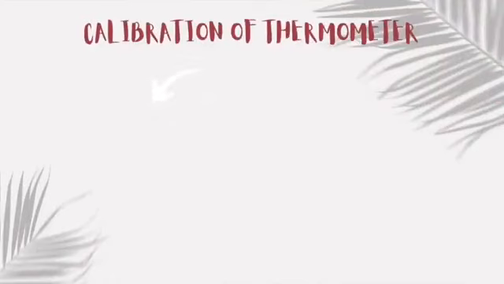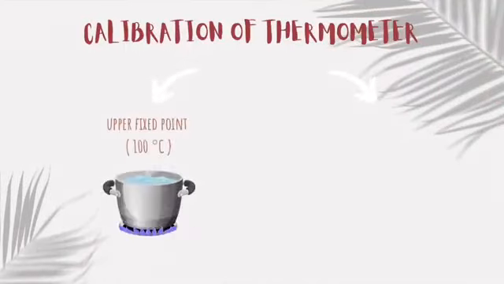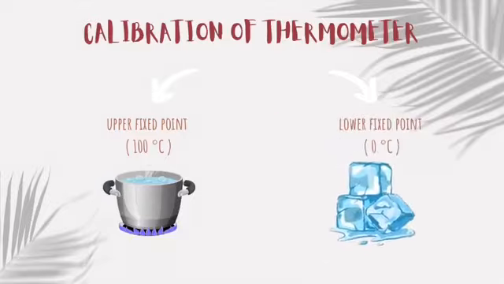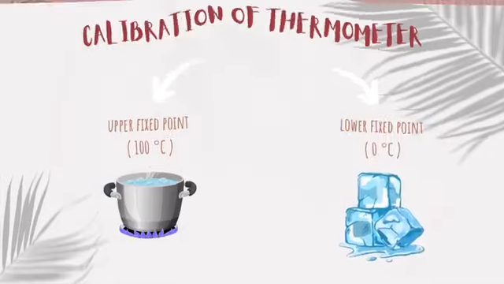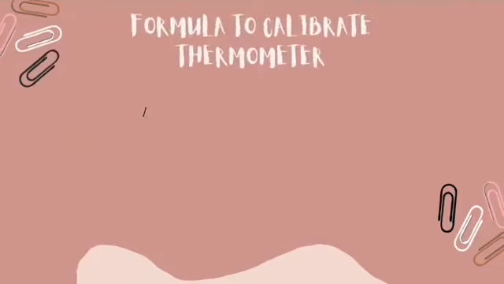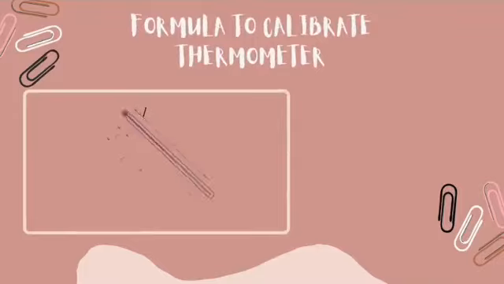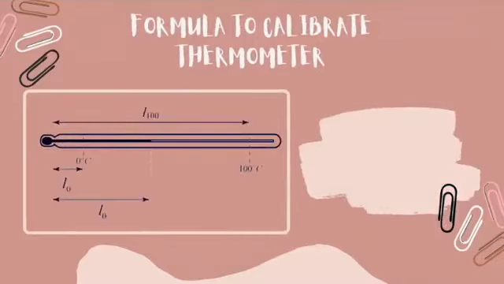Calibration of thermometer. Calibration of a thermometer uses two fixed points: the upper fixed point, 100 degrees Celsius, and the lower fixed point, 0 degrees Celsius. Next is the formula to calibrate a thermometer. So as you can see, that's the formula.